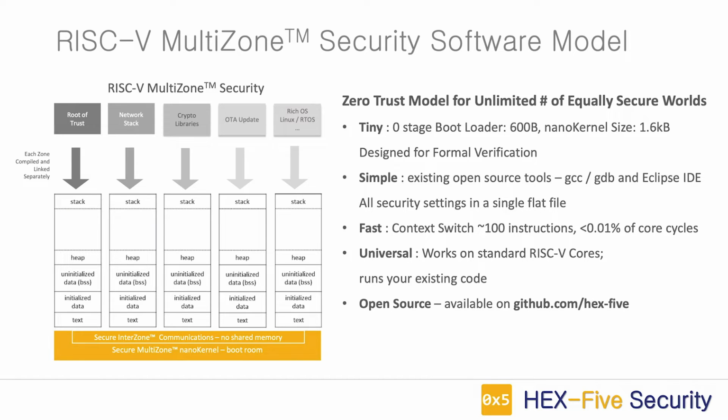So let's contrast that with what we can do in RISC-V. In RISC-V, we have this model of an unlimited number of equally secure zones, and we have a zero trust model in this case. A zero trust model is a much simpler model with a much, much smaller code base. Our zero-stage bootloader is 600 bytes in this case. It's written entirely in assembly language. All it does is a SHA-256 or 512 on the next stage bootloader. That's all you really need to do in that zero-stage bootloader.